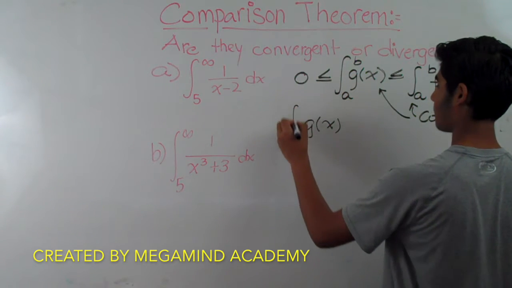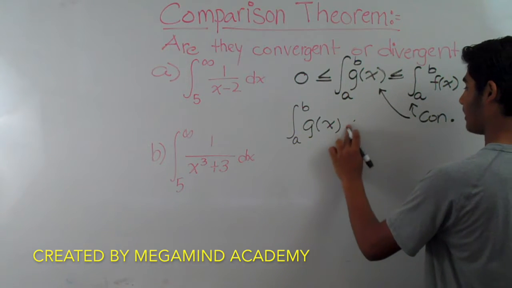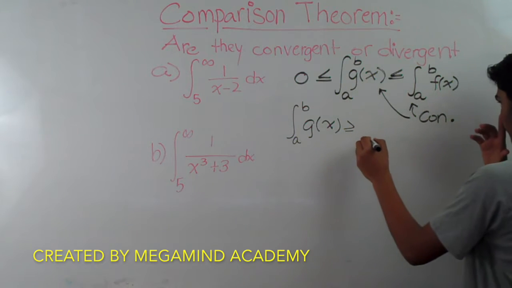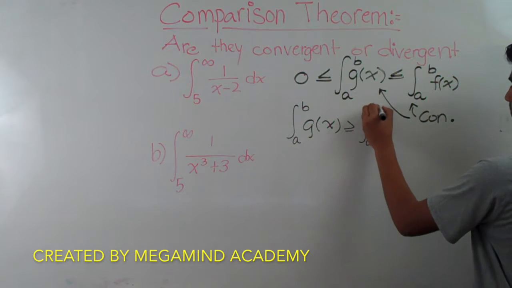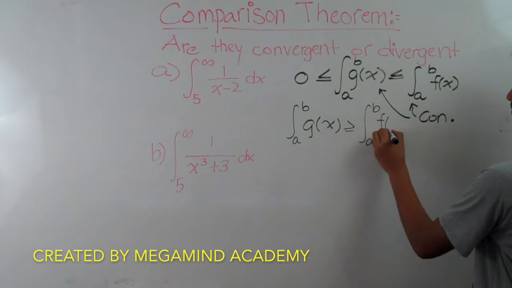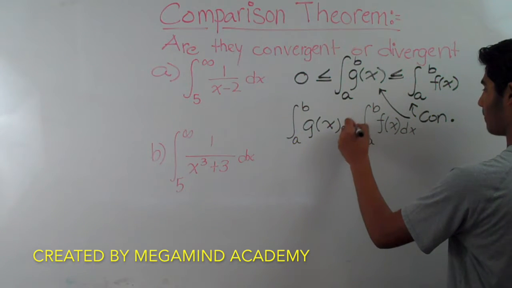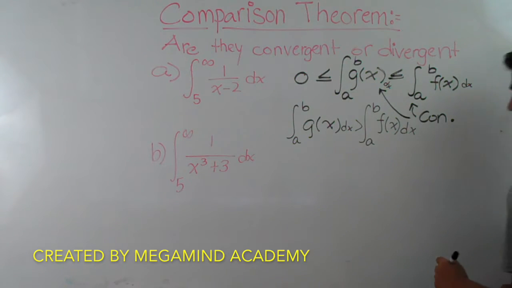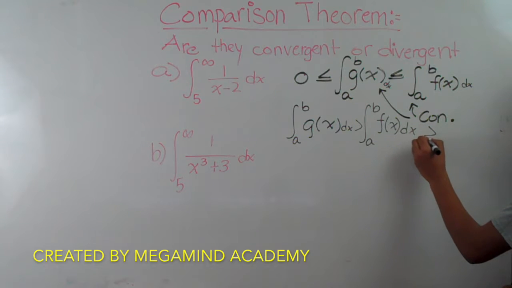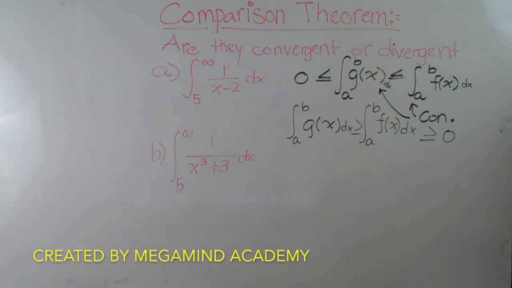Now for the divergence one, we have if the integral of g of x from a to b is greater than the integral from a to b of f of x dx. Sorry, there should be a dx here, and one there, and one there. And this integral is greater than or equal to 0.